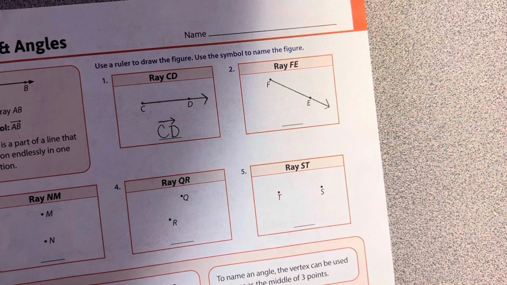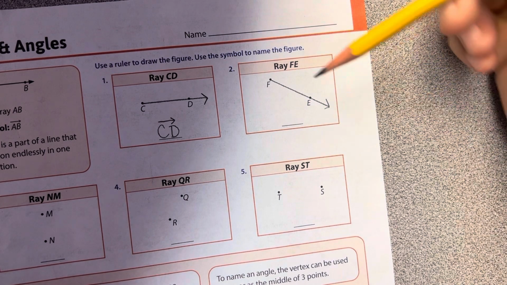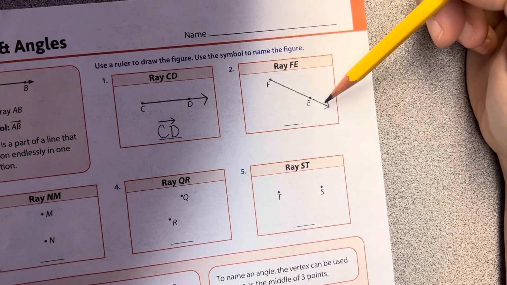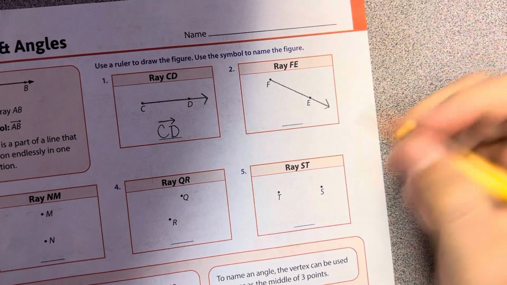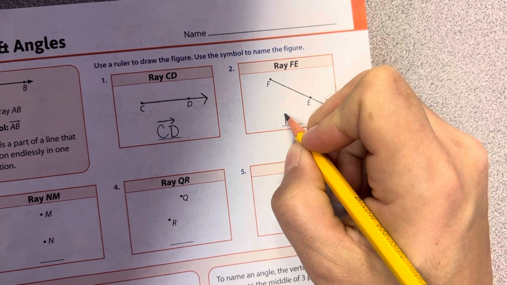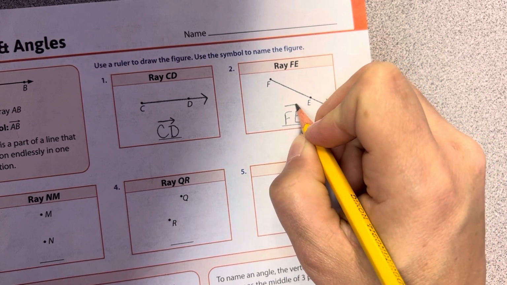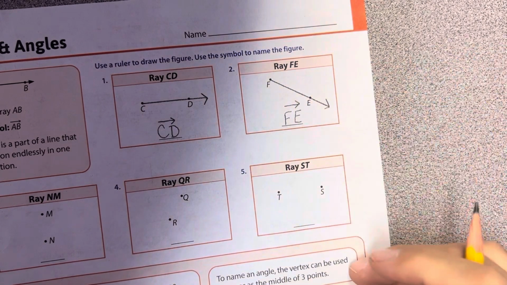Ray, lines were the other day. I keep wanting to say lines. I have ray FE. I start at point F and I go all the way through E and I keep on going. When I write it, I'm going to write a capital F and a capital E, and then I'm going to put a ray on top.